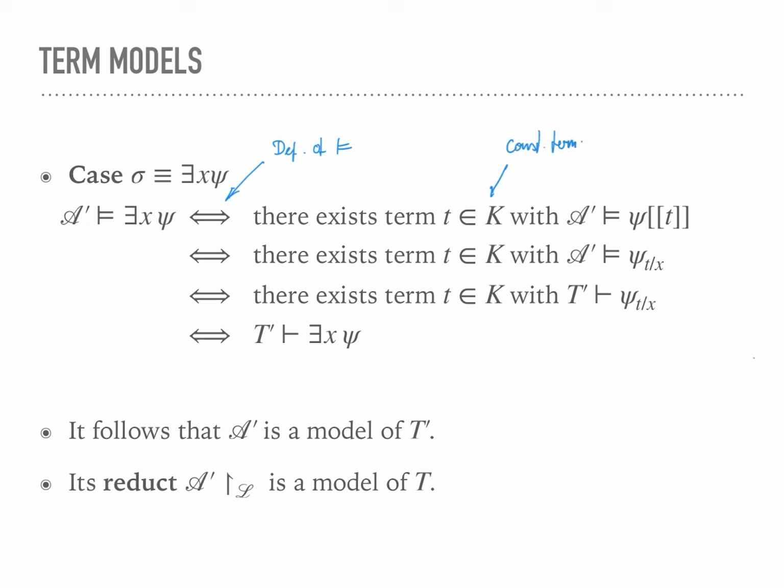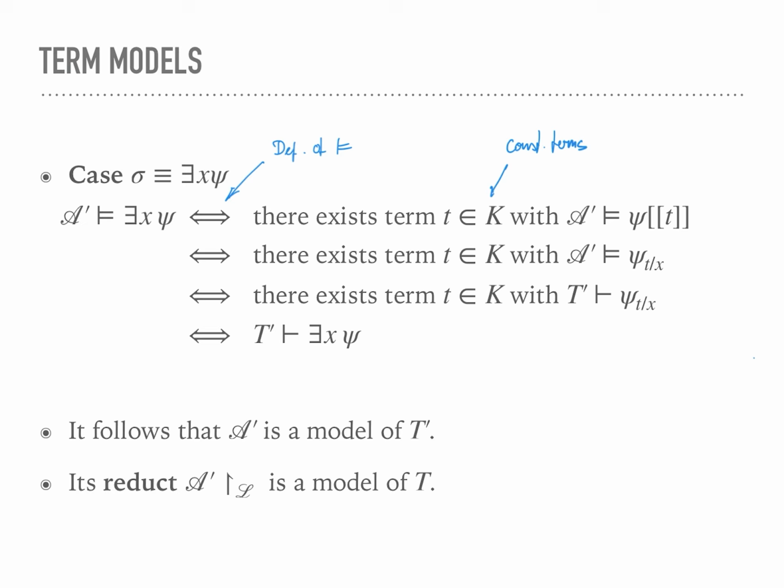So terms without variable symbols. So that's why in this case, what we plug in here is the equivalence class of a term. So this is why we get this equivalence here. There exists a term t from the set of constant terms such that if we plug its equivalence class, under the t prime equivalence in this case, into psi, we get something that holds in A prime.